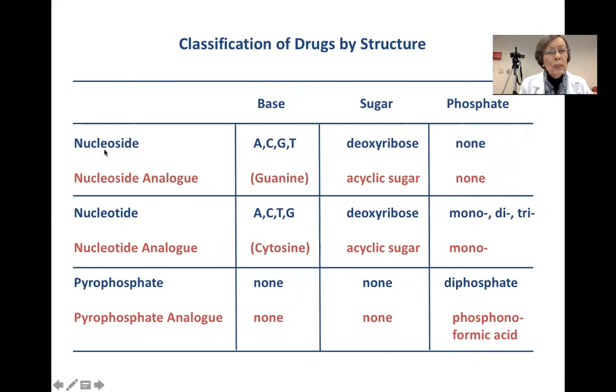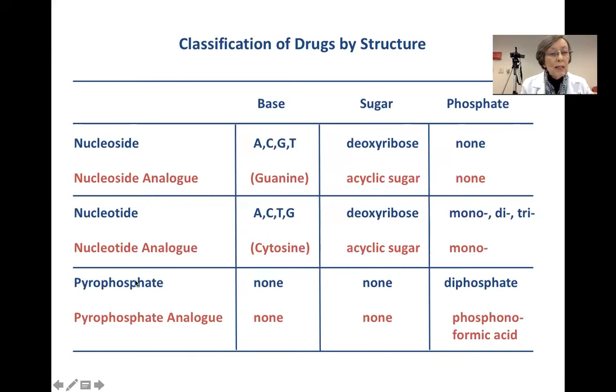So if we have a normal nucleoside, it has a base and a deoxyribose, but no phosphate. A nucleoside analog then has a base, but it has an acyclic sugar, and we'll see the structure of that. And again, no phosphate. A normal nucleotide has base plus deoxyribose plus at least 1 phosphate. But we know that we will need a triphosphate in order to incorporate it into the DNA.